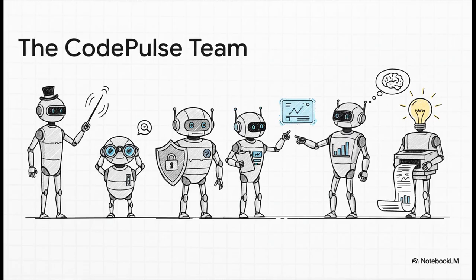And this is the CodePulse team. You've got the coordinator, who's kind of like the project manager running the whole show. The repository agent is your data scout, going out and gathering the intel. Then you have your expert inspectors for code quality and security, a performance analyst for metrics, an AI strategist to find the really deep insights, and finally, a report generator to communicate it all back to you. Each one is a master of its own craft.